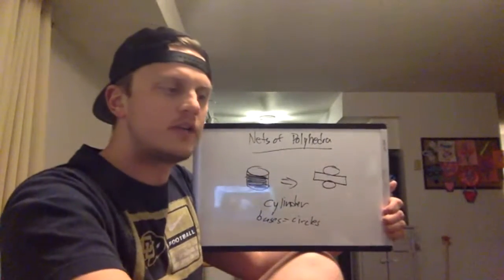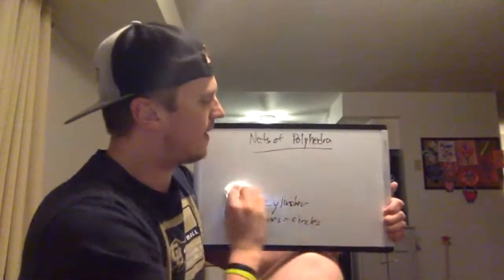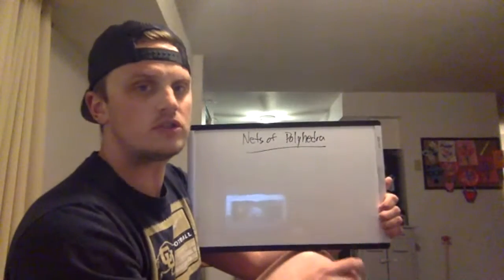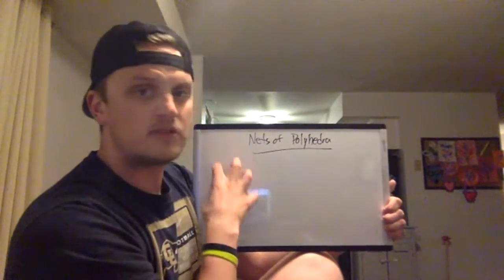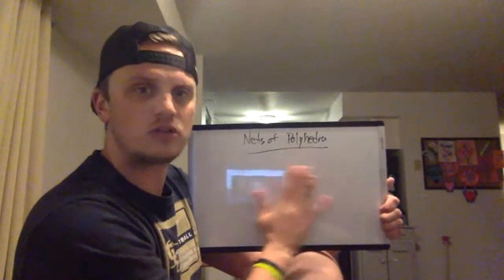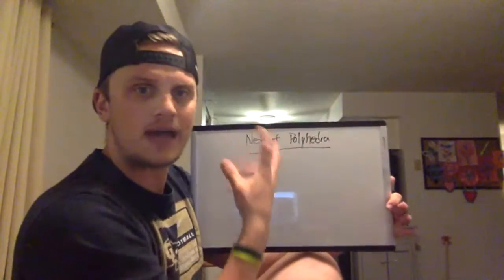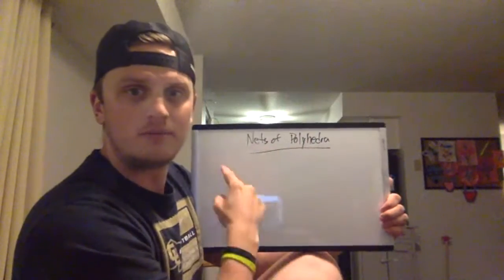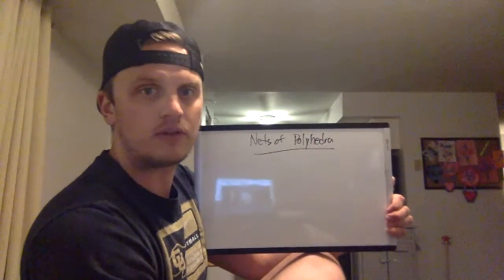That should give you enough help to know how to identify nets of polyhedra. Remember, your goal is to decide, when I have the solid, what does it look like as a net? And when I have a net that's laid out two-dimensionally, if I were to fold it back up like a transformer back into the solid, what would that look like?